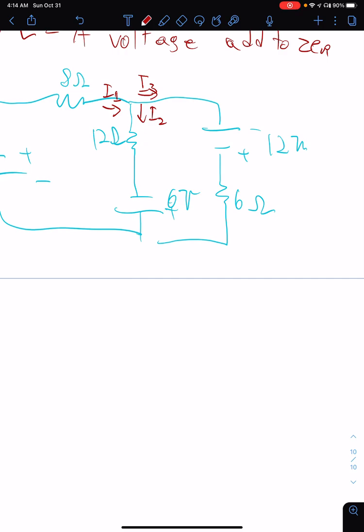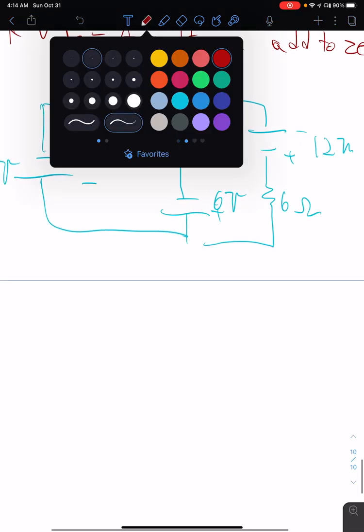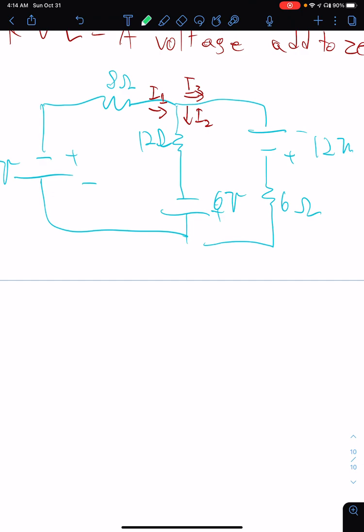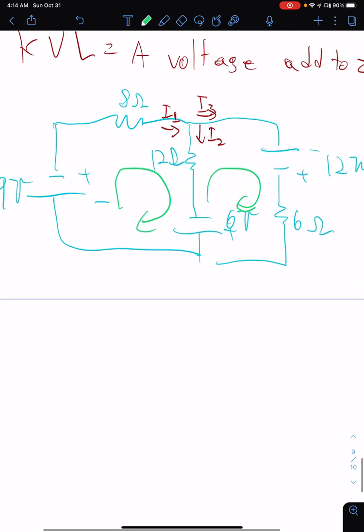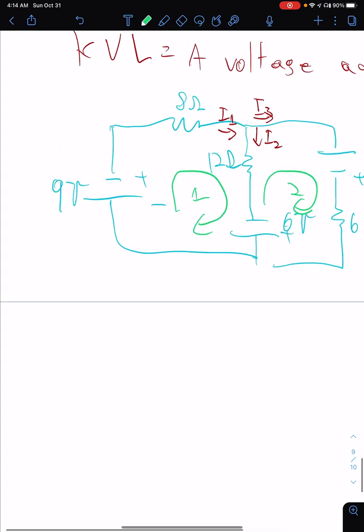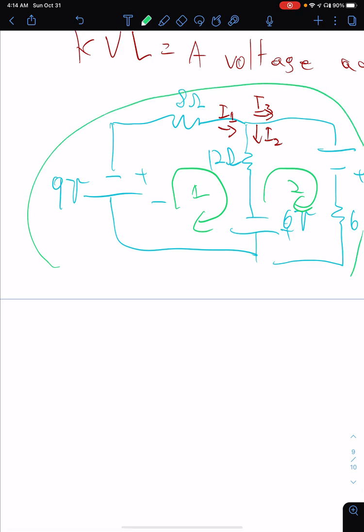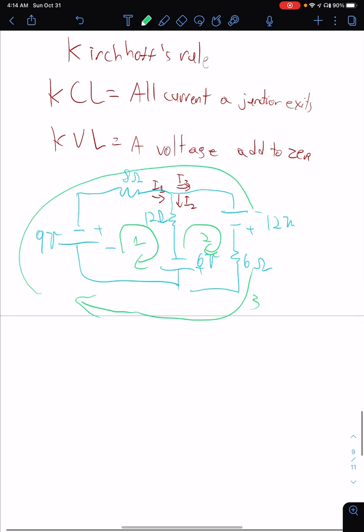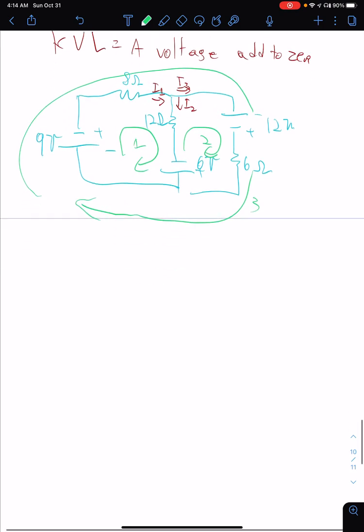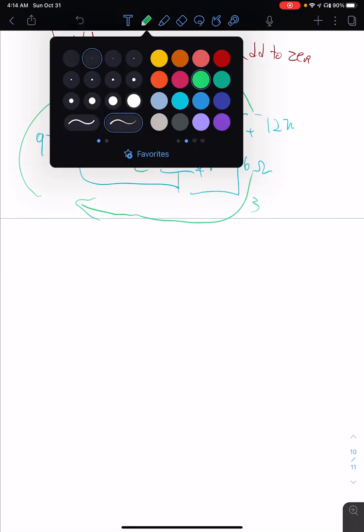Okay? And now we want to define our loops. Loop 1 is going to be in the clockwise direction. Loop 2 is also going to be in the clockwise direction. So this is loop 1, loop 2. And then our third loop is the big boy outside, loop 3. Okay? So let's write out loop 1.